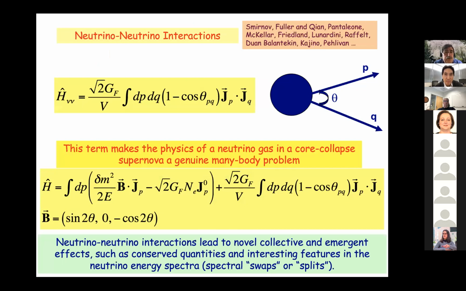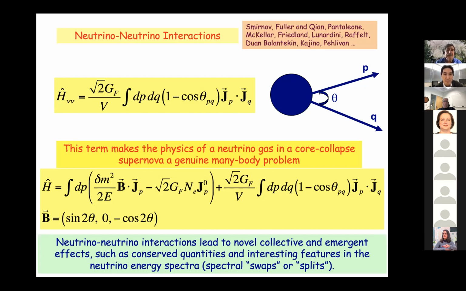So including neutrino-neutrino interactions then brings a term which is of the form J dot J. And the coefficient of that term is 1 minus cosine of the angle between the momenta of the two interacting neutrinos. And of course, you have to include the one-body term as well, as shown at the bottom of the transparency. The one-body term has the oscillations of neutrinos and the interaction with the background electrons, the MSW effect.